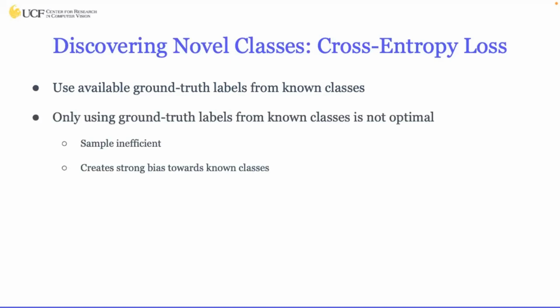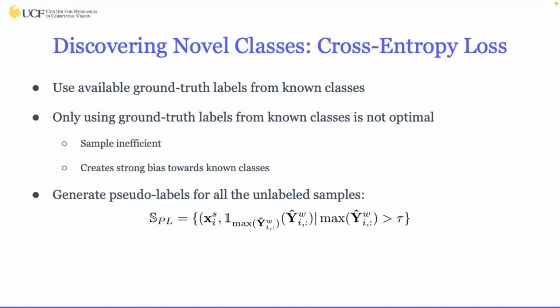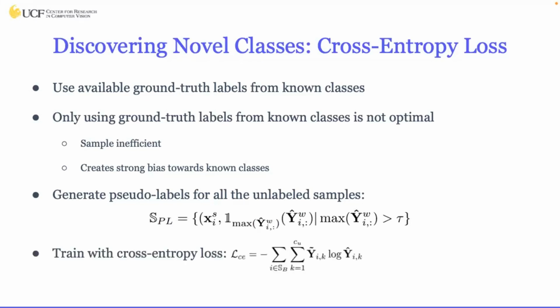However, this solution is not optimal because it is sample inefficient. We won't be using a lot of unlabeled samples. Also, it will create a strong bias towards the known classes because we have a stronger signal only for the known classes. To avoid this issue, we generate pseudo-labels for all the unlabeled samples. Once we have the pseudo-labels, we can train the network using cross-entropy loss, using both ground truth and pseudo-labels.